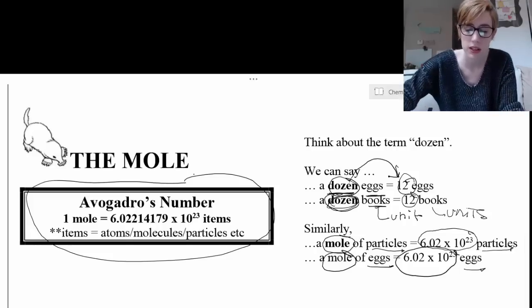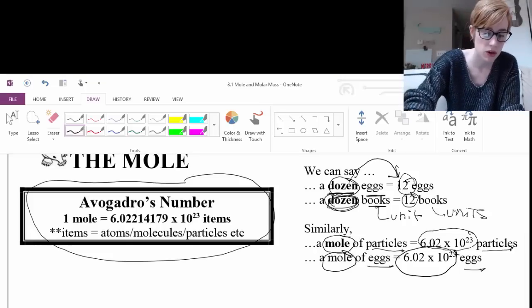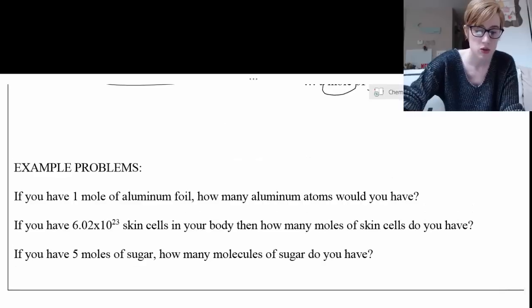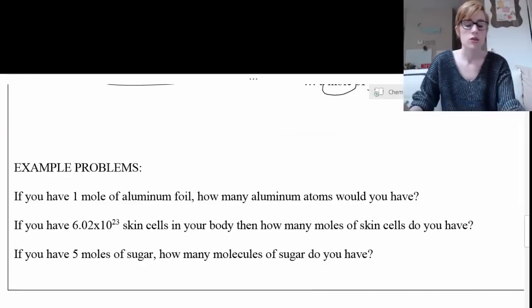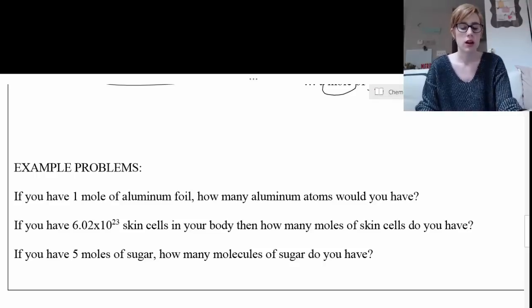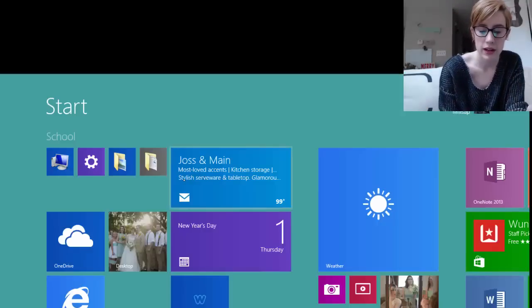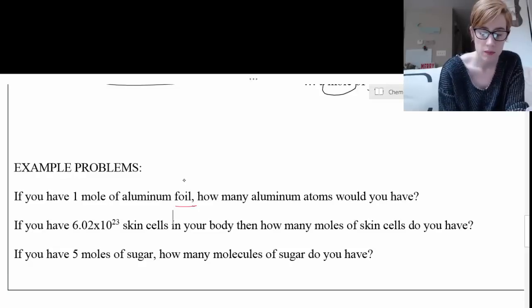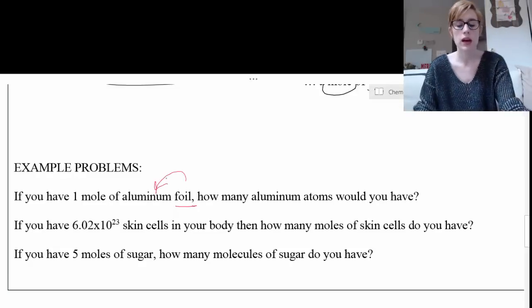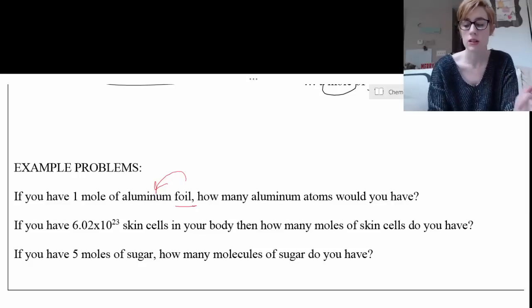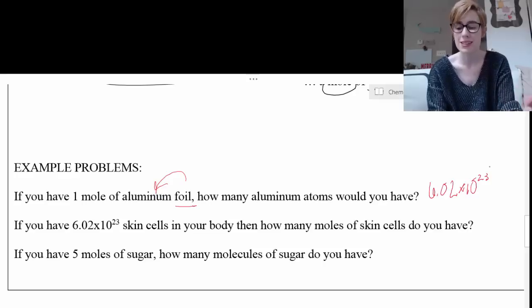And so I have a couple example problems here that I want to work with you to make sure we understand the concept of the mole. So if I have 1 mole of aluminum foil, aluminum foil is only made up of the element aluminum. Okay, so how many aluminum atoms would I have if I had a mole of aluminum? Well, 1 mole stands for the number 6.02 times 10 to the 23rd. So if I had 1 mole of aluminum, I essentially have 6.02 times 10 to the 23rd atoms of aluminum.